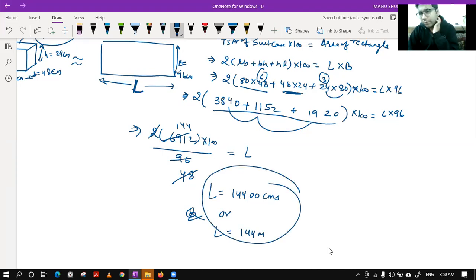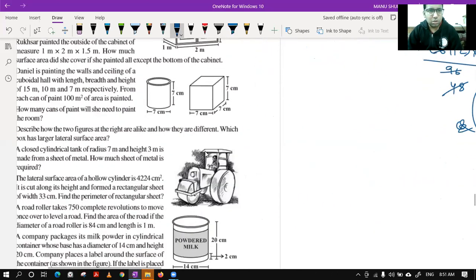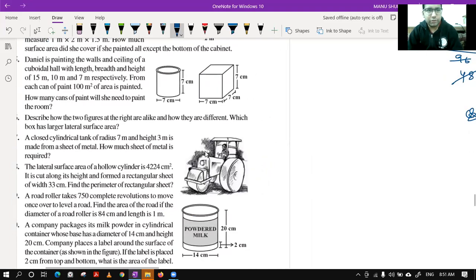Yesterday we did this one completely. Why are you thinking of area? Still, if you want to find the area, you just have to multiply 14400 with 96. You will get the area. Okay, Vardhan, please confirm. Area was not asked in the question. Still, if you want to find it, you can multiply 14400 with 96. Okay. Now, let's see the next question. So we were on question number 6, which is saying you have to compare these two figures and see.